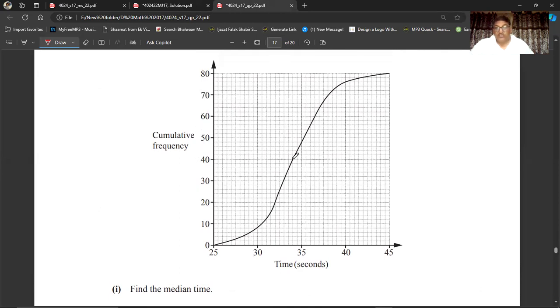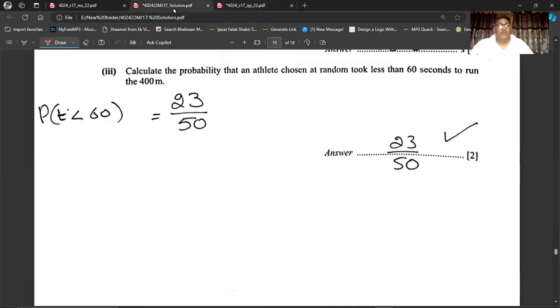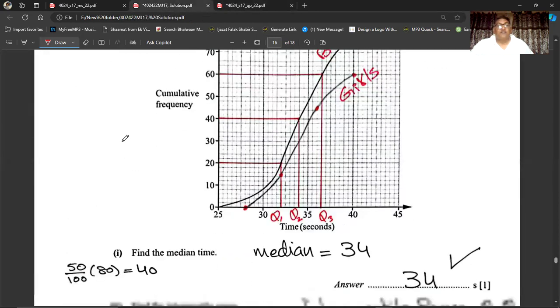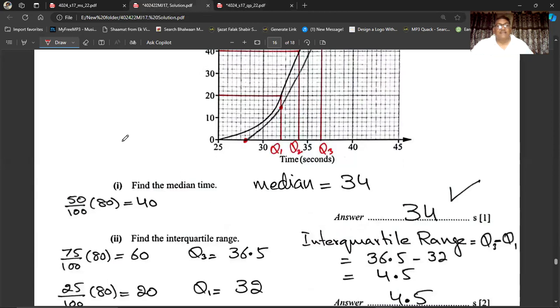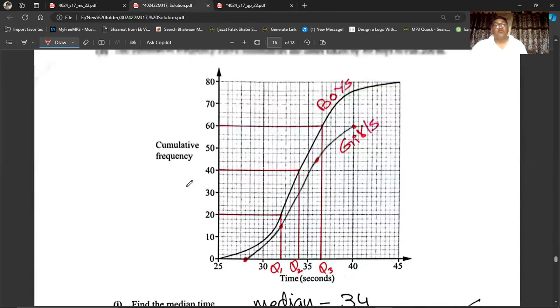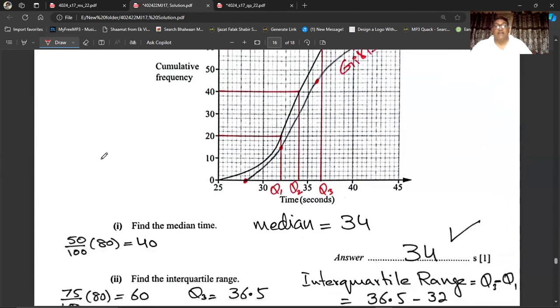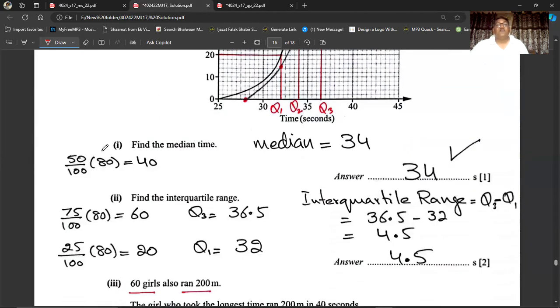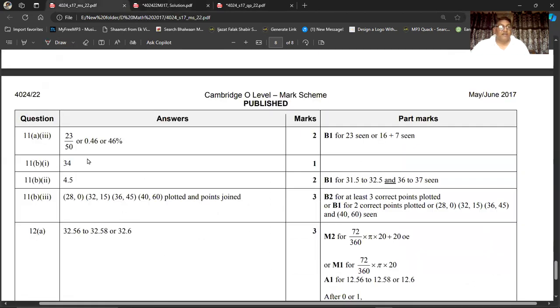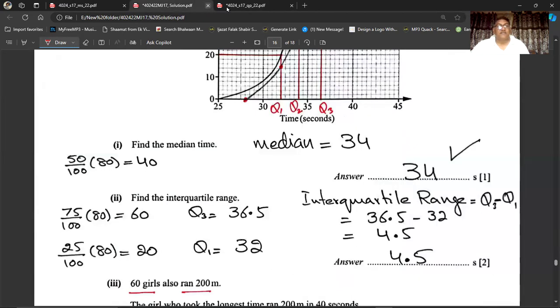When you intersect the graph, I will check what is the value on my x-axis. So 50% of the 80 will be 40. So I will look at 40 on the y-axis. From here, I will go to the graph of the boys and I will check what is the value here. That is my Q2, the median, and that is 34. 34 is the median, which is the right answer, sir.